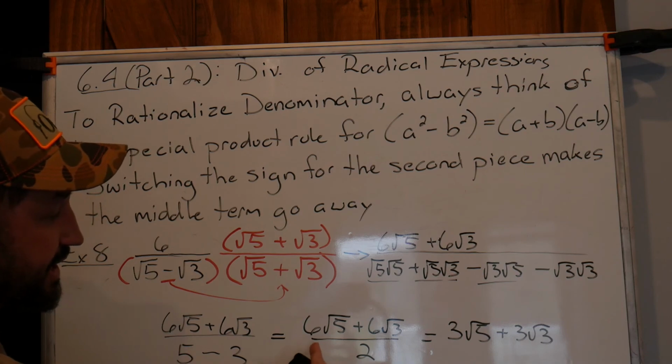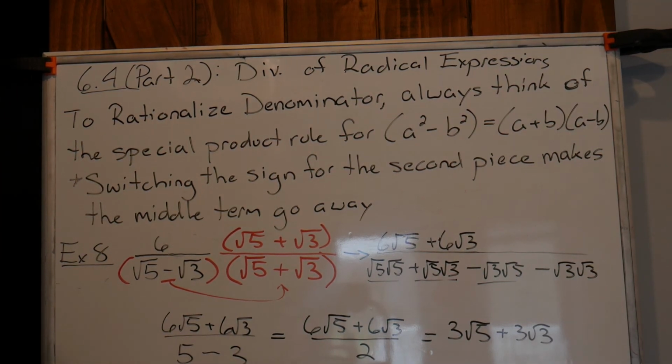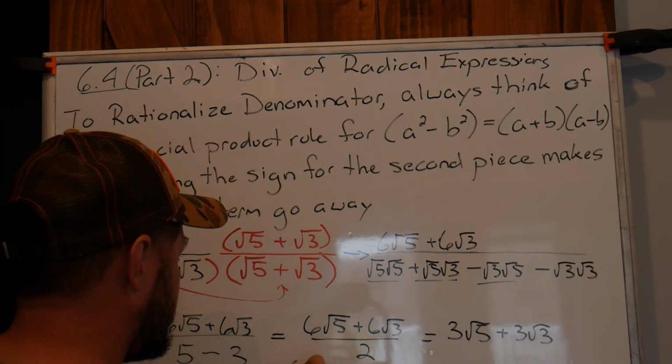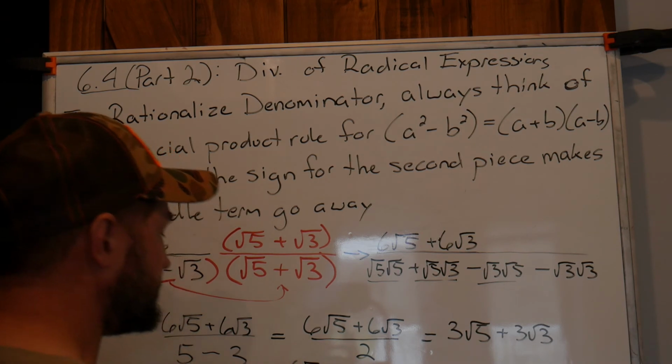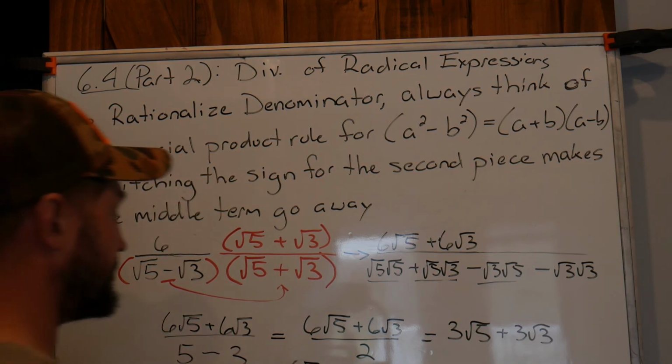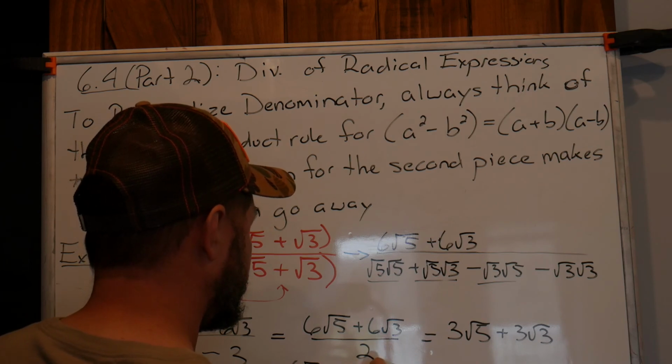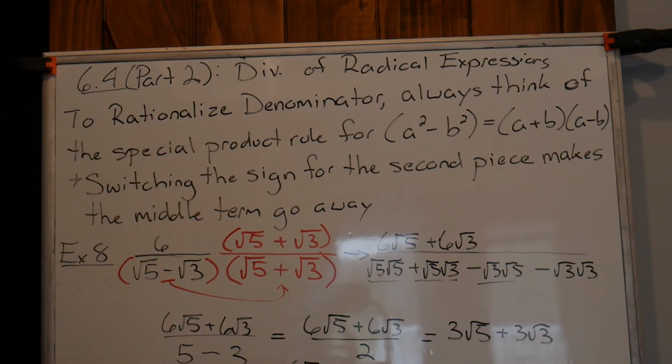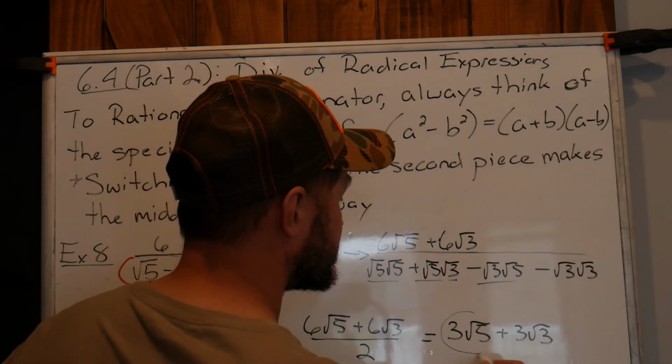You could split this. The thought process here is 6 square root of 5 over 2 plus 6 square root of 3 over 2. You can combine those, but you can whittle them down. 2 goes into 6 3 times. 2 goes into 6 3 times. So this is my actual answer in lowest terms.